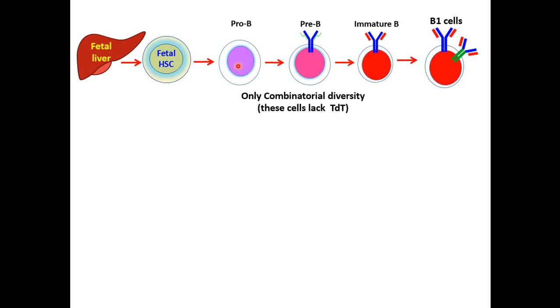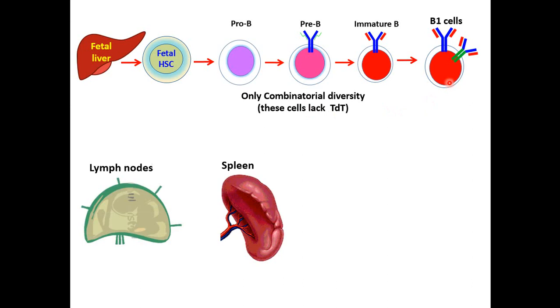The B cells which are produced during the fetal period from the fetal hematopoietic stem cell lack a lot of enzymes which are responsible for junctional diversity. So they have a lower diversity in their repertoire. They only enjoy combinatorial diversity. So B1 cells are limited in terms of different types of antibody molecules that they produce. So that's one difference.